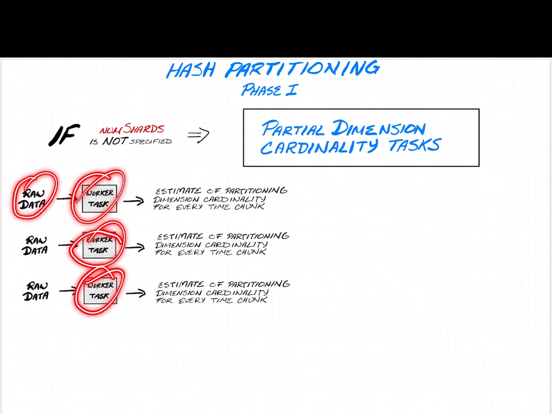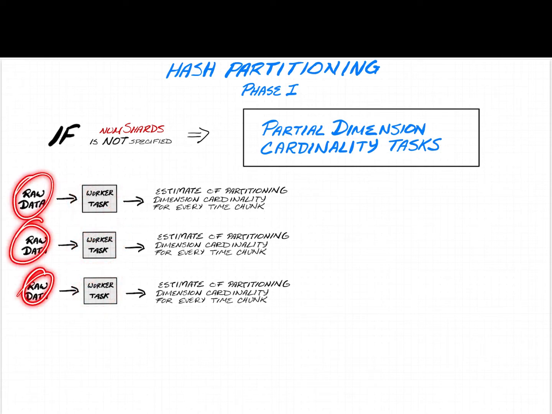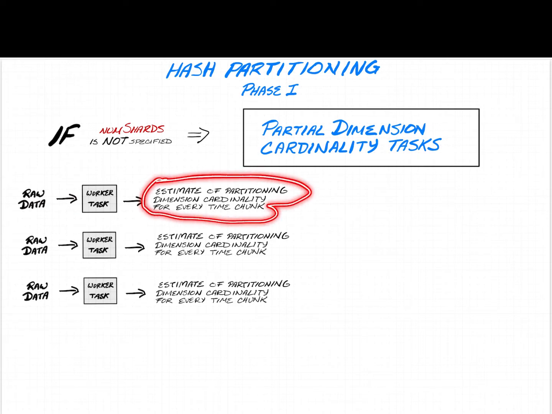So what it does in order to calculate this is that each of the worker tasks that are spawned gets a subset of the raw data to work on. They scan that raw data, read the partitioning dimension columns, and estimate the cardinality of those partitioning dimensions across every time chunk that they read. Now, this is a partial estimate of that cardinality because the same values could appear in all of these raw data subsets. So we get multiple estimates in parallel from different subsets of the data, and then we need to do something to get the final estimate.